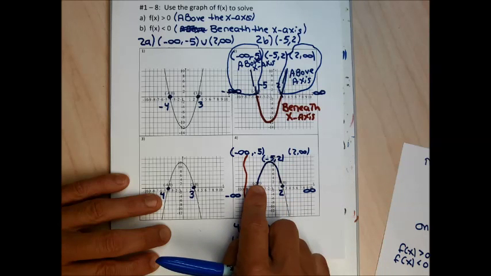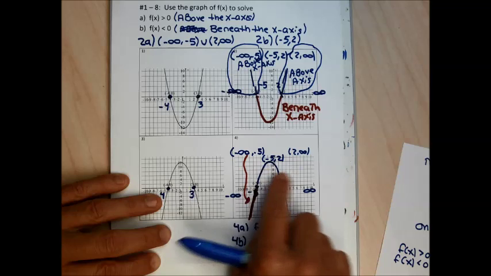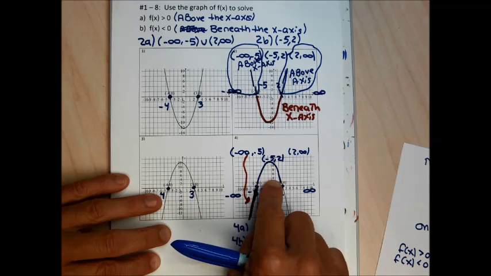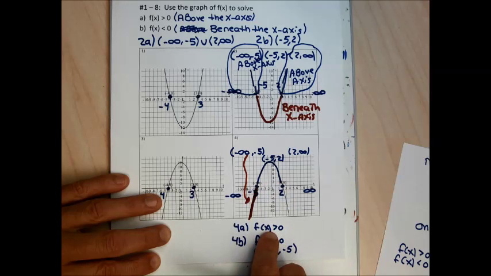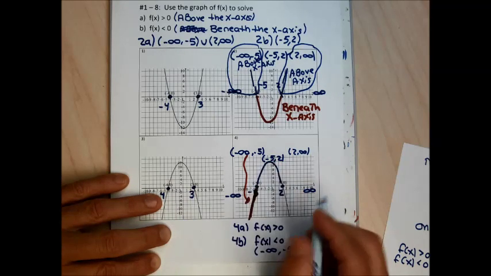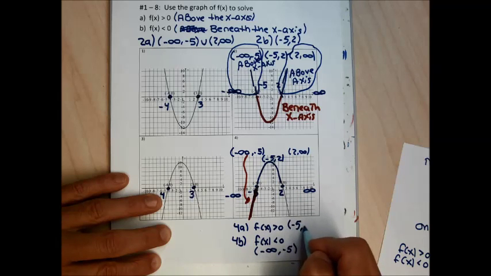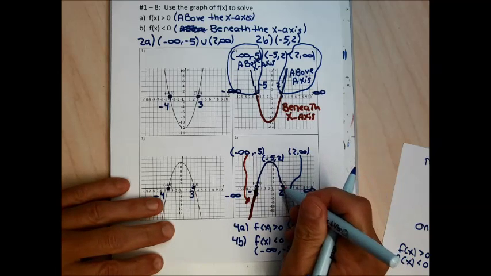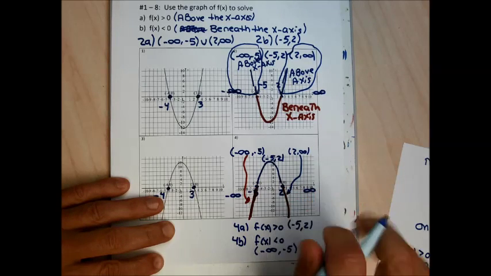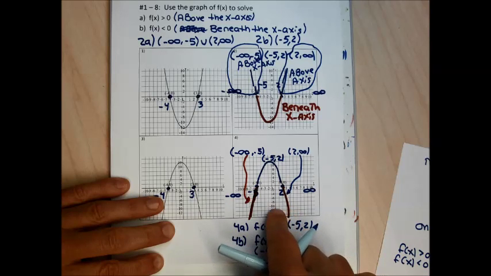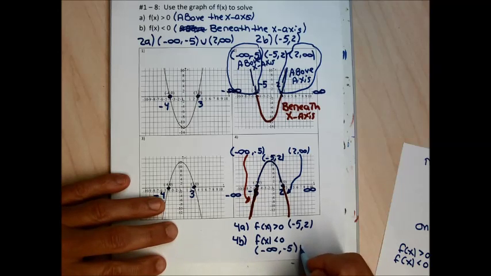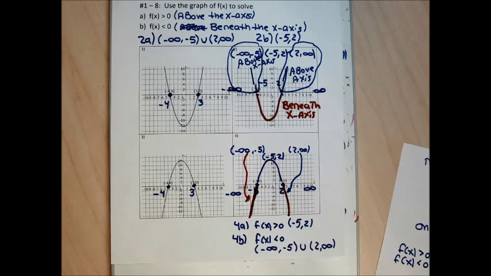And this portion of the graph, if I look at the y-axis, the y's are all positive. When the y's are positive, f of x's or y's are greater than 0. So this interval goes in part A. The last interval corresponds to this segment of the graph, and that segment of the graph is beneath the x-axis. It's beneath the x-axis, so the y's or the f of x's are less than 0, so it goes in the answer to part B. And because I'm going to have two intervals in part B, I'm going to separate them with a union sign.